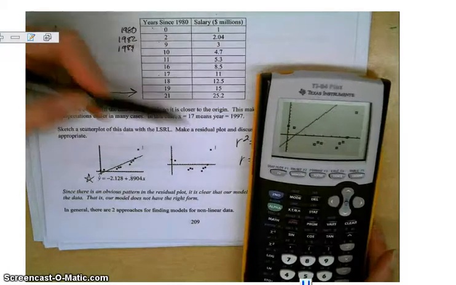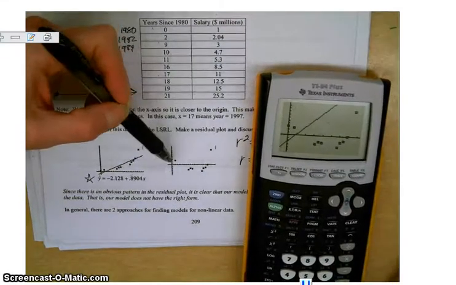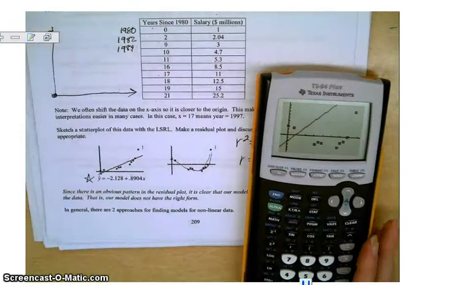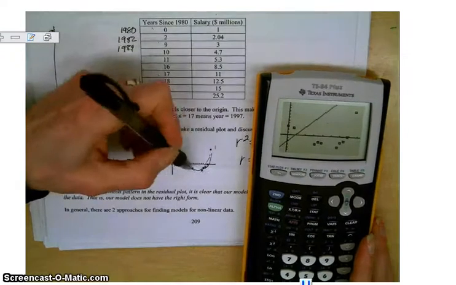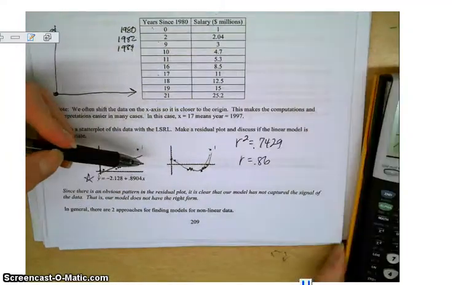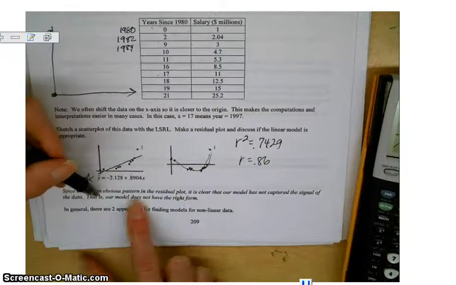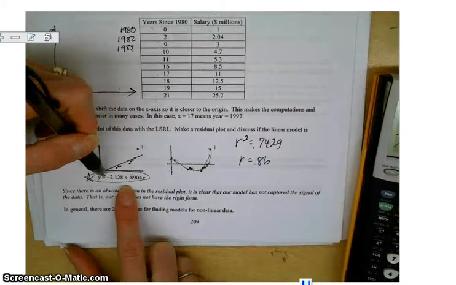And of course, I've still got that line that shouldn't be there, but this is the residual plot. And that residual plot really looks like it has a pattern. It's got more of a curved shape. It's not very randomly scattered. I've got little clusters around here. So there is an obvious pattern here. So it's clear that our model has not captured the signal of the data. That is, the model doesn't have the right form. So this linear regression is not the best.